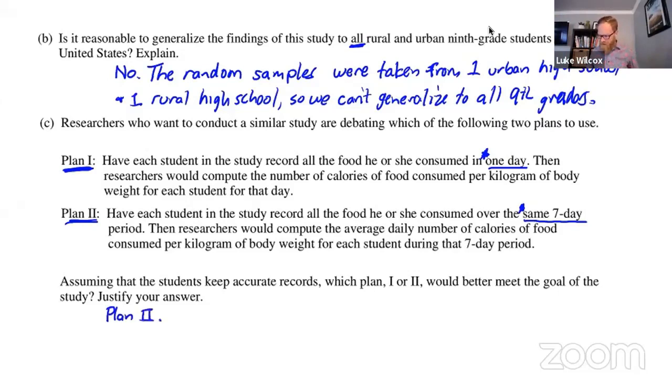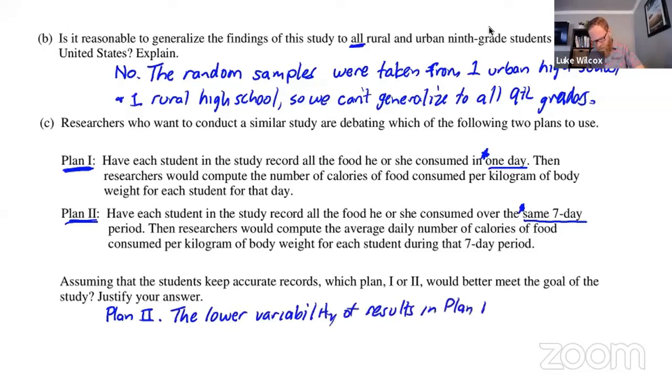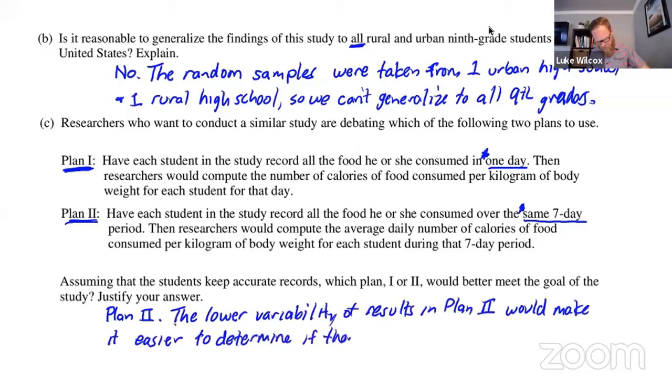And then we have to explain why. And so I'm going to say that the reason it's better is because we're going to get less variability. If we only pick 1 day, that could be high, could be low. But if we pick the average of 7, it's going to be much less variable. So I'm going to say the lower variability of results in plan two would make it easier to determine if there is a significant difference between urban and rural. So that takes you through the model solution.